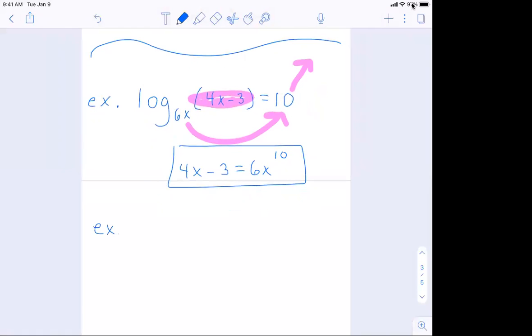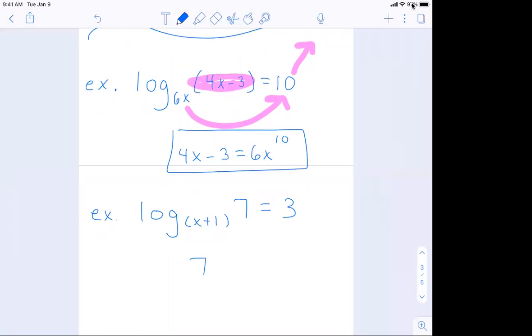All right, let me give you another example. If we had log base x plus 1 of 7 is equal to 3. So looking at the one above it, let's try and follow the same pattern to write it in exponential form. So the 7 stays, that's equal to the x plus 1 moves over and the 3 moves up. So it is x plus 1 to the third power.